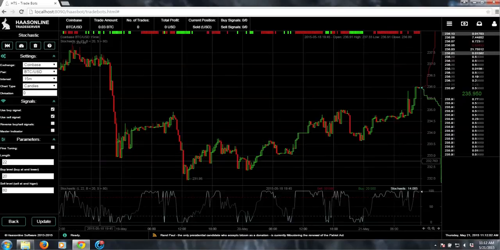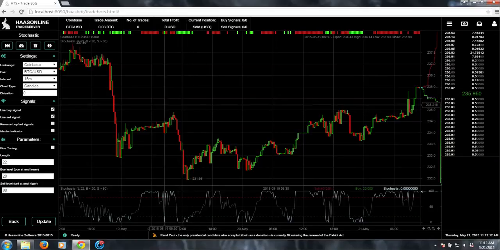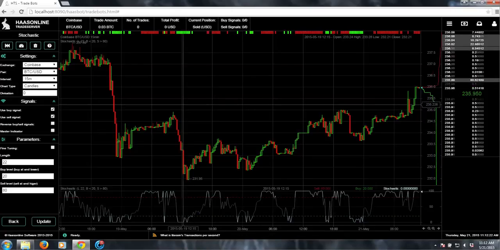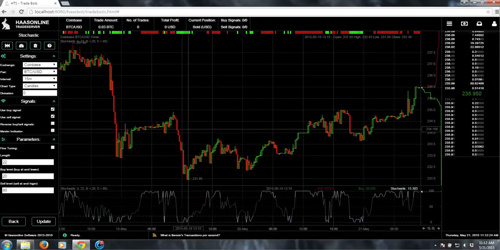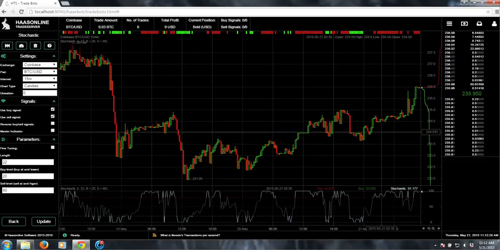Here I have Stochastic at 15 minute with a length of 22, with a buy level of 20 and a sell level of 80. This is generally good for these small little fluctuations in a sideways market. It really does well with really small fluctuations. So I'm generally happy with what this looks like.